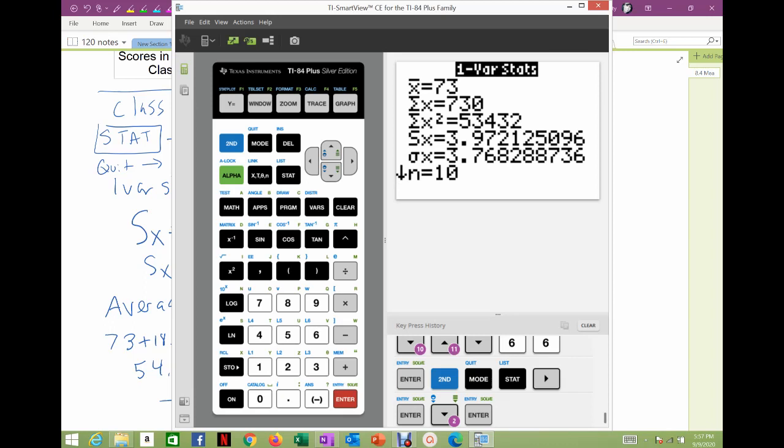Alright, so 73 is the average, and then remember, when it's small like this, the population's deviation isn't that much different than what our sample would have been. But remember, we want the sample, so the Sx. So if you're typing this out as an answer on WebAssign or an answer on a test, you want 3.97. You don't want 3.76. And it's very, very easy to mistype that. So double check and make sure you're careful that you pick the right one.